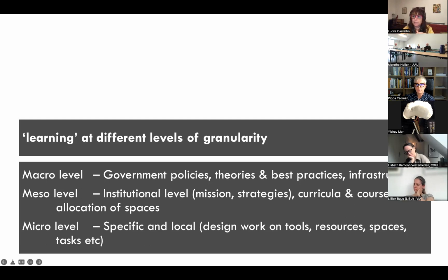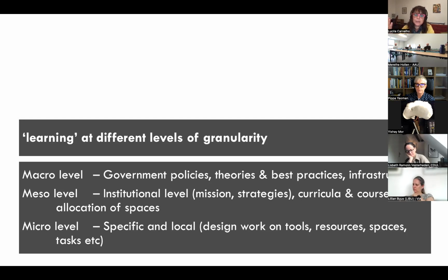But we can also talk about these ideas in terms of the meso level, the institutional level. For instance, if you're teaching at a university, you would have the mission and the strategies of your university. You would be part of a course that relates to other courses in a degree, following a particular curriculum. And usually at universities, you have allocated spaces, so you don't necessarily get to choose much about what rooms you are going to be teaching in.